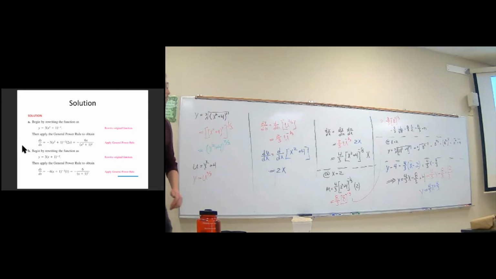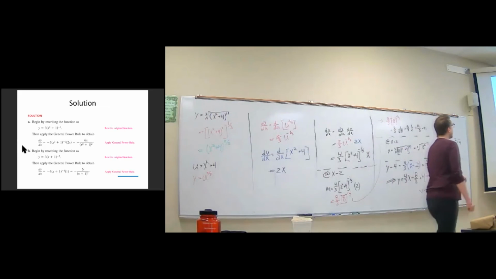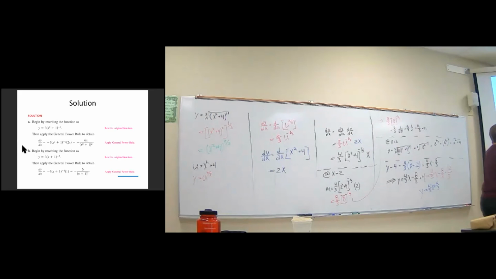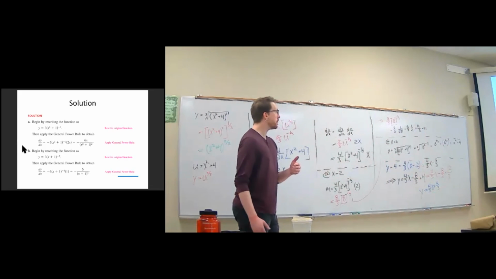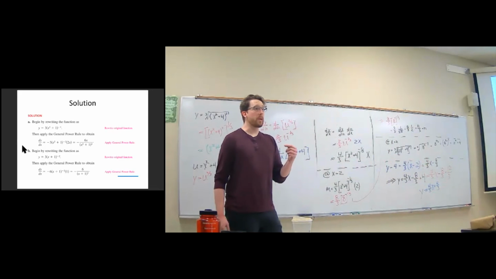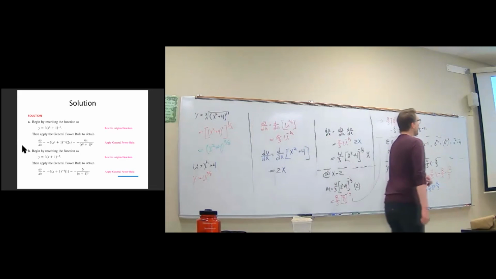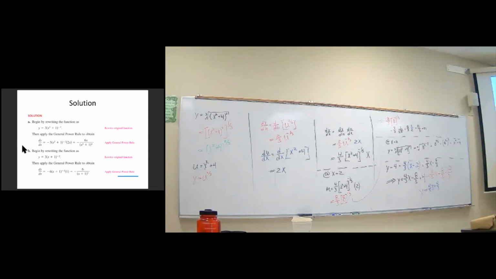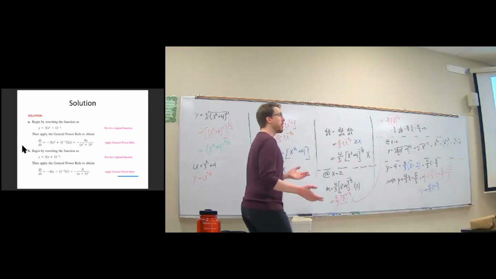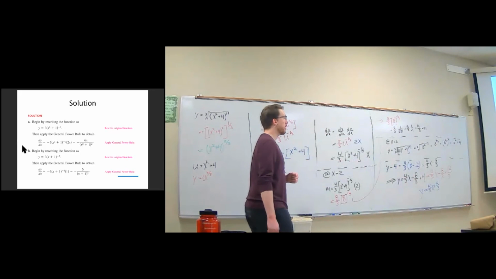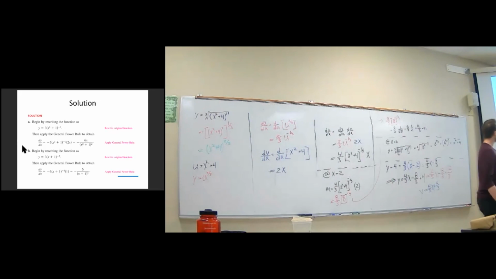So, looking at the solutions really quick, rewriting this, our interior function, u, would be equal to x squared plus 1. So that means y is equal to u raised to the negative first power. And that's what we're doing here. This is the derivative of y with respect to u times the derivative of u with respect to x, and we put everything back together. Similarly, part B.